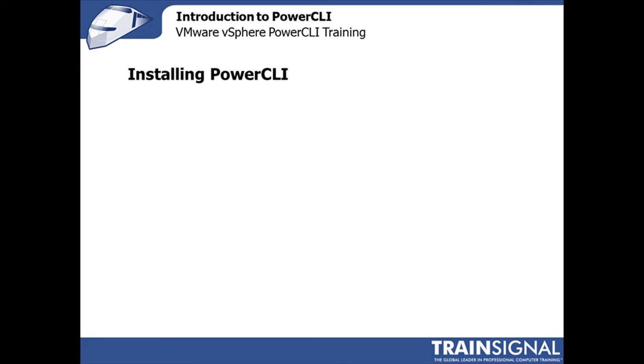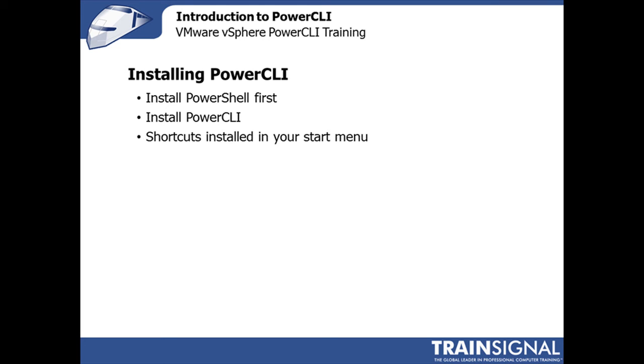While both PowerShell and PowerCLI are very easy to install, the order of installation is important. Go ahead and install PowerShell first. There are no special options required during install, and it's completed pretty quickly. No reboot is required either, which is always great. PowerCLI is just as straightforward to install. Once you've got that done, check your Start menu for these shortcuts.